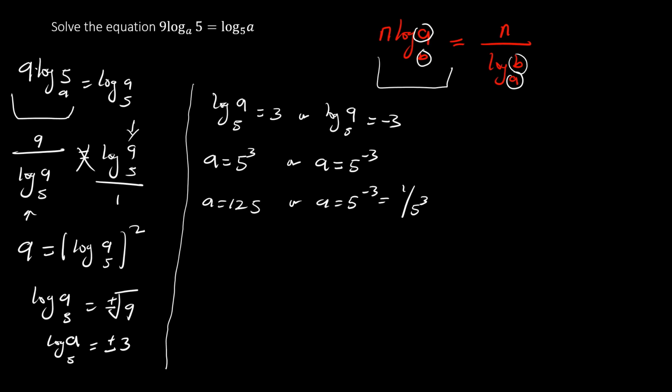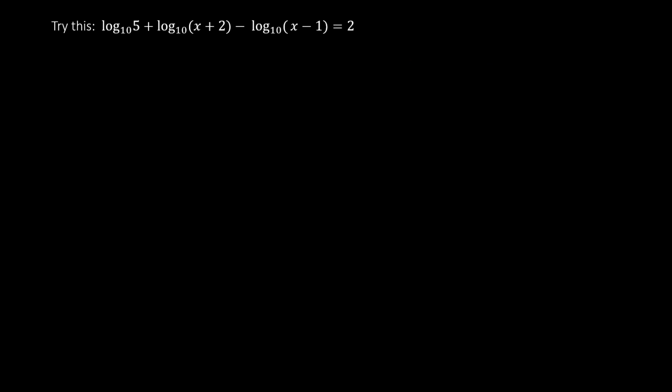This is from indices. If you have a to the power of negative m, this can also be written as 1 over a to the power of m. So here we have 1 over 5 to the power of 3, and this equals 1 over 125. So we now have our a to be equal to 125, or 1 over 125. And that is how we solve logarithmic quadratic equation.